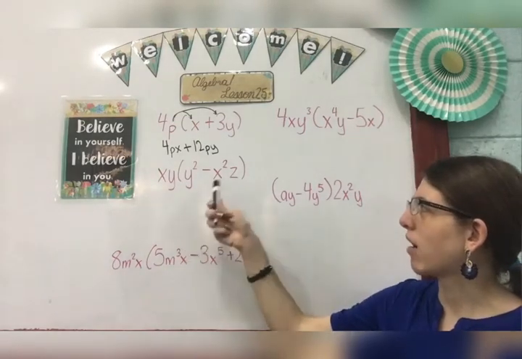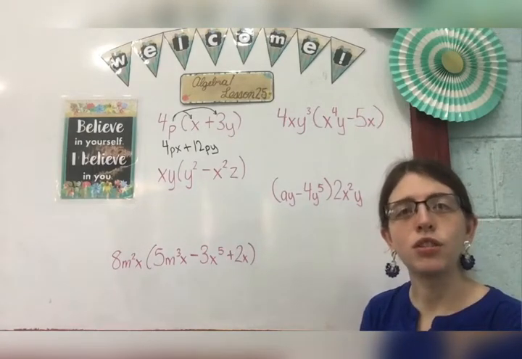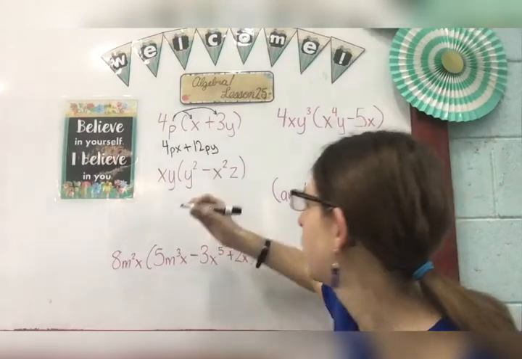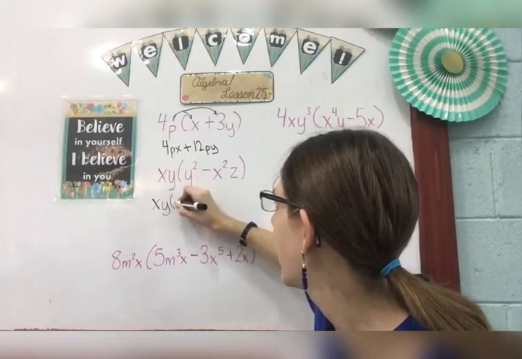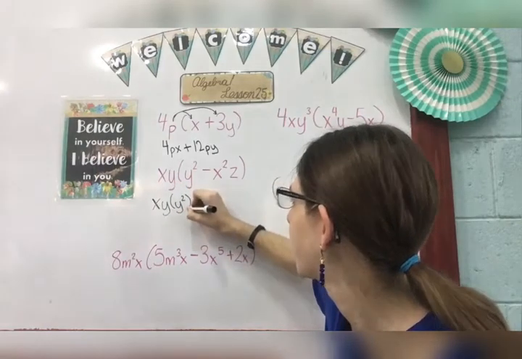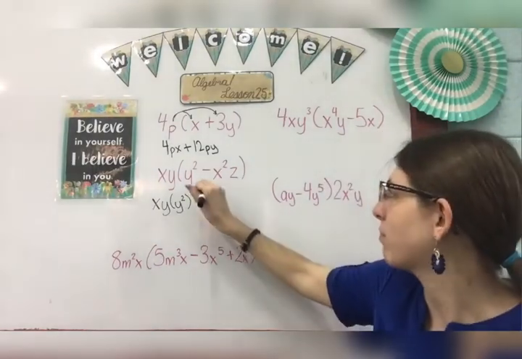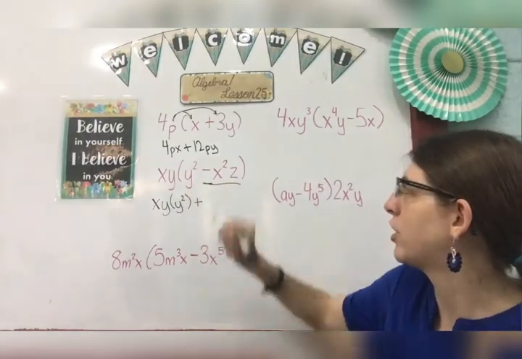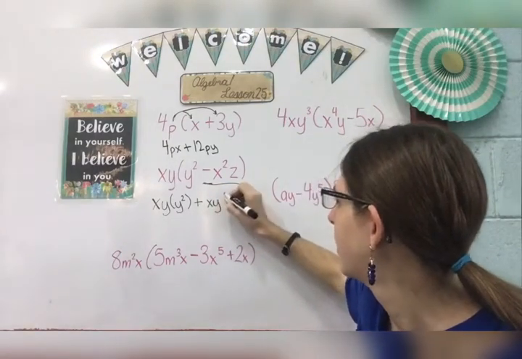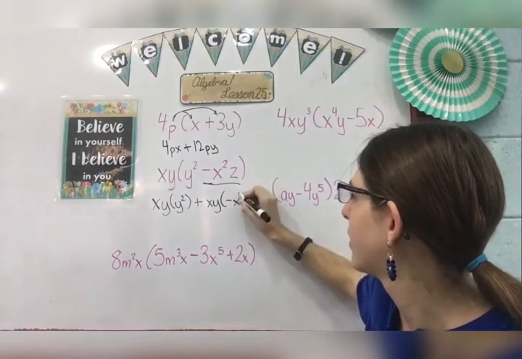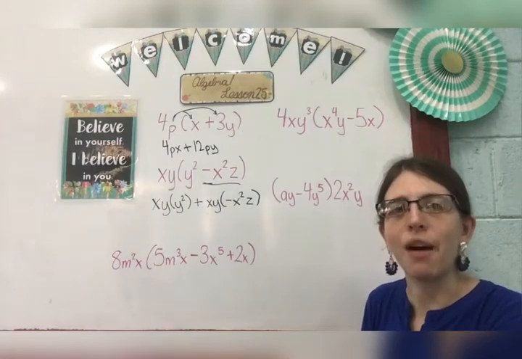So let's look at this one. xy times y squared minus x squared times z. Okay, we're going to do the same thing. We're going to use this distributive property to simplify. So that means first, I'm going to multiply xy times y squared. Then, I'm going to put my plus sign because this minus sign is going to come with the term to make it negative. So plus xy times negative x squared z. Okay? Now I multiply it out.